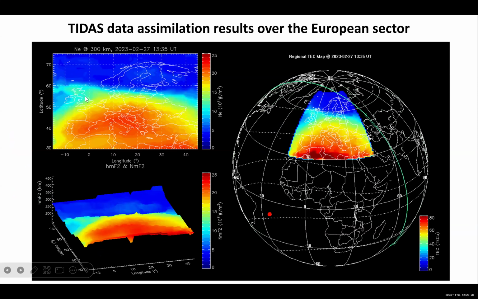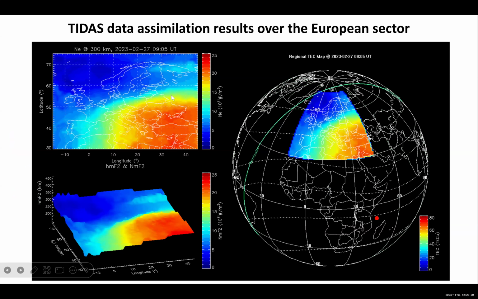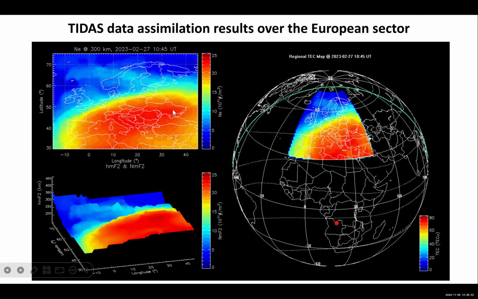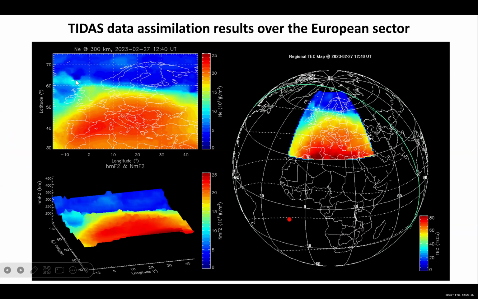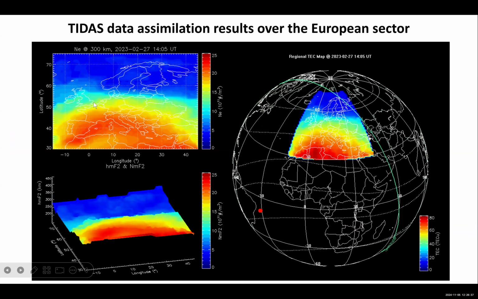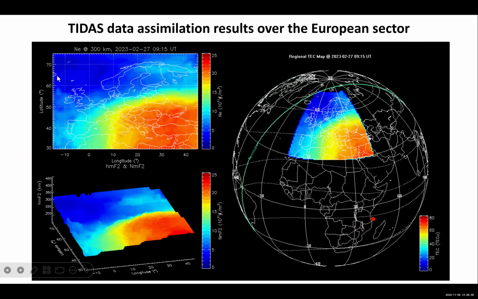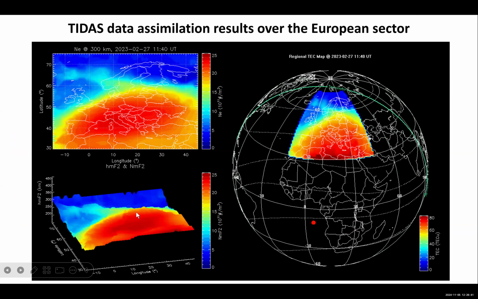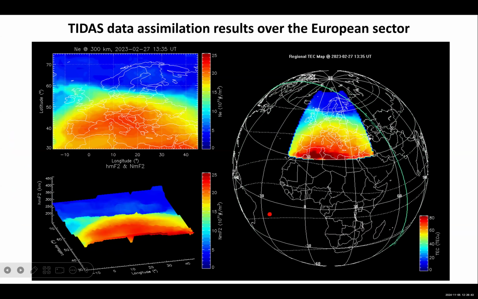So we can see a very dynamic evolution of the SED plume. It extended from mainland Europe across Scandinavia, across the British Isles, all the way to the Iceland region. So this is very dynamic.